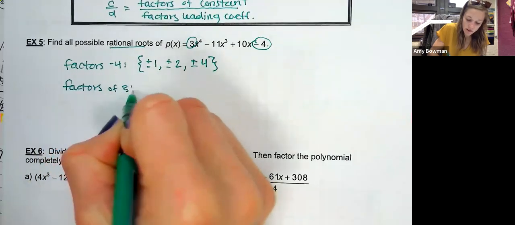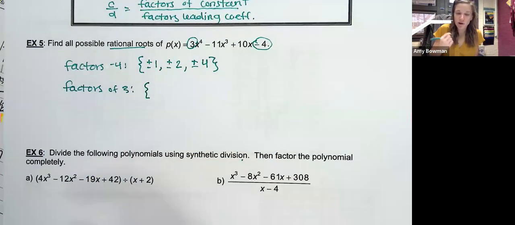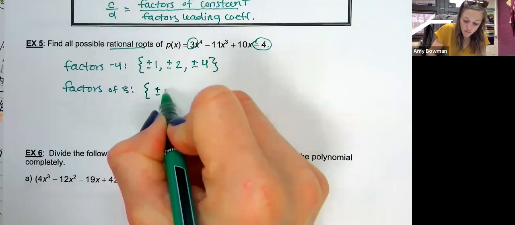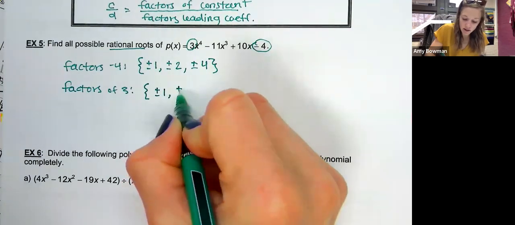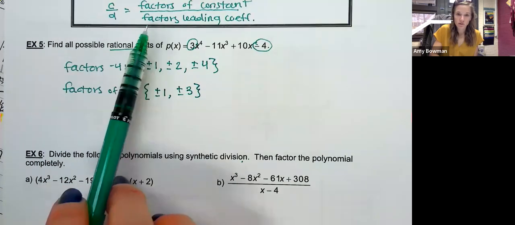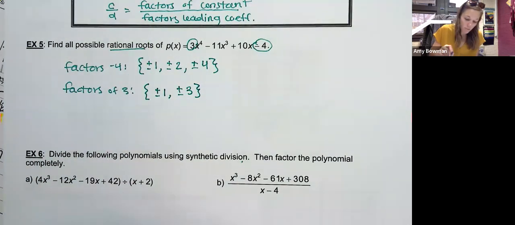Factors of 3. So the whole set of factors of 3. Well, 3 is prime, so it only has 2 factors, 1 and itself. So we've got positive and negative 1 as factors, and positive and negative 3.